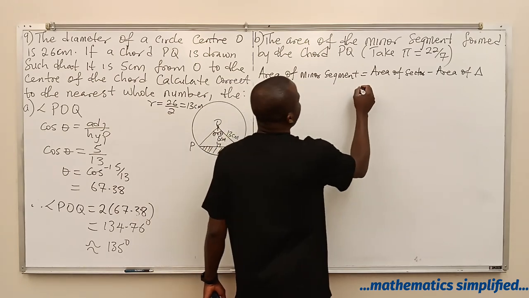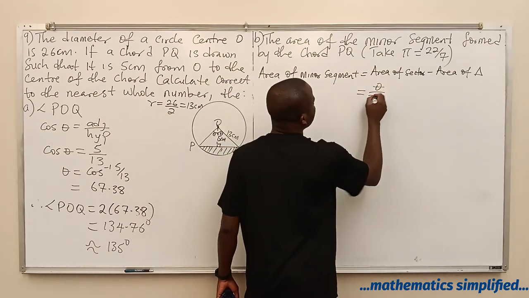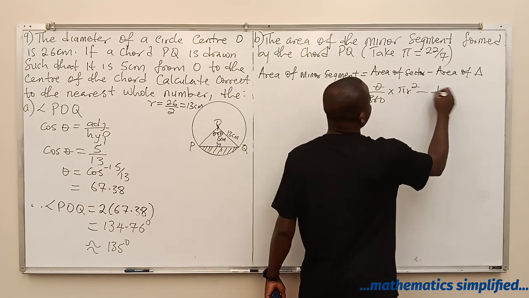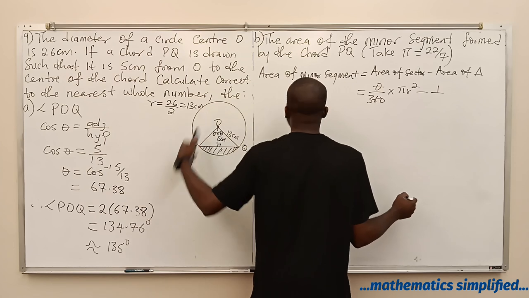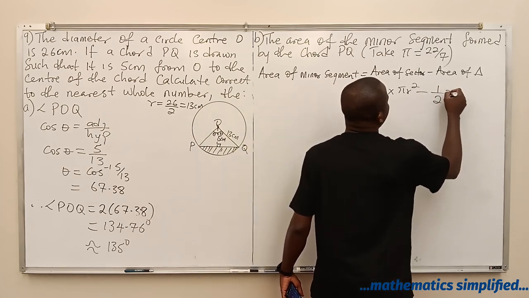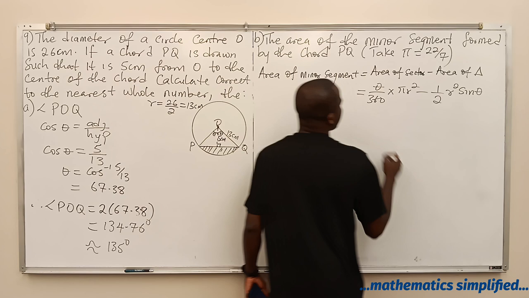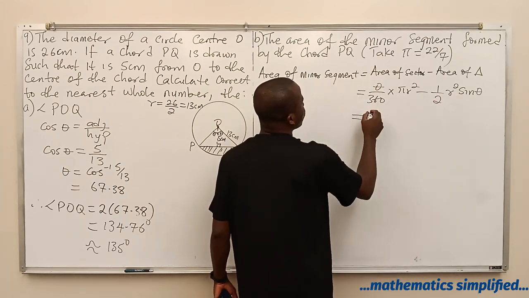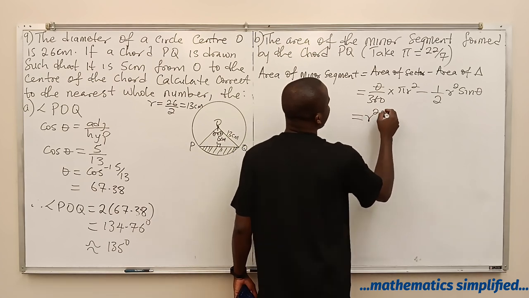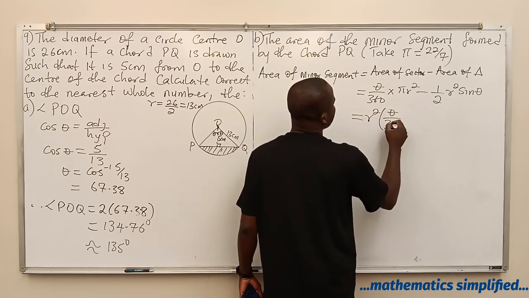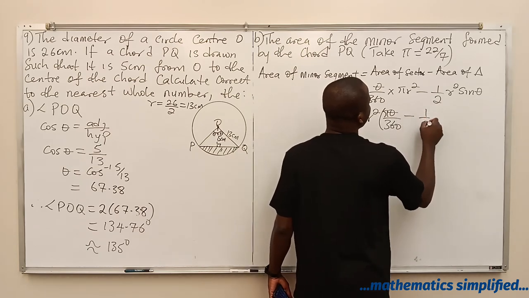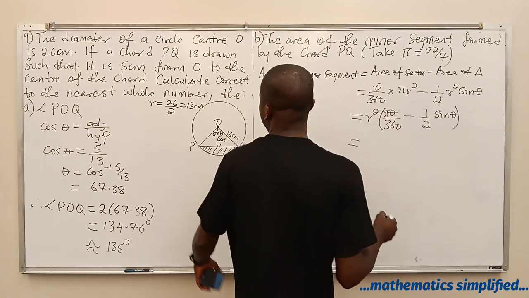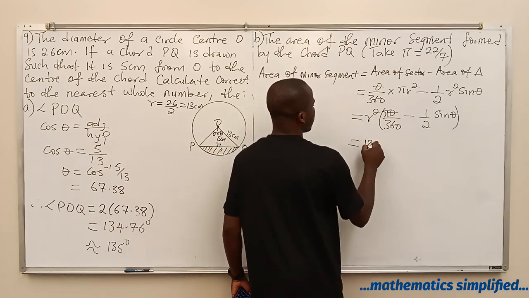And so what is the formula? Area of sector is theta over 360 times pi r square. Area of triangle is, one will know, two sides and an included angle. The formula is half r square sine theta. So in order to save time, we can factorize r square out. So this is r square bracket theta over 360 minus 1 over 2 sine theta. And so r square, r is given as 13. So this is 13 square.